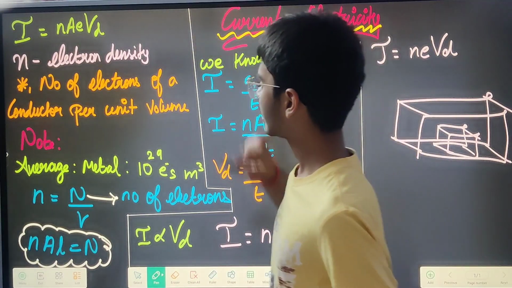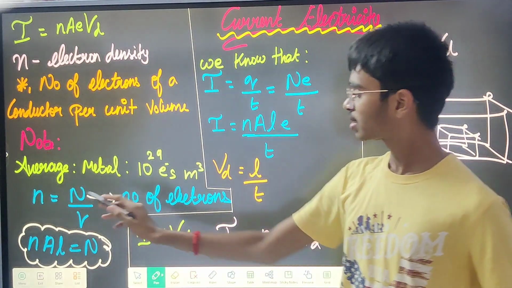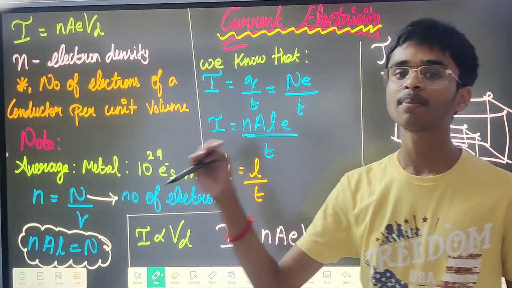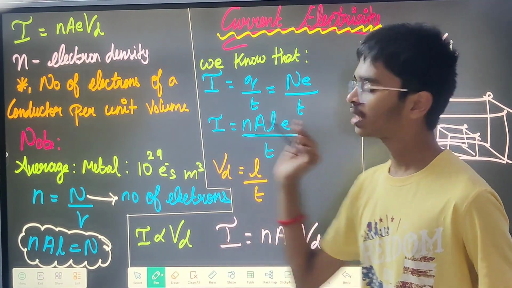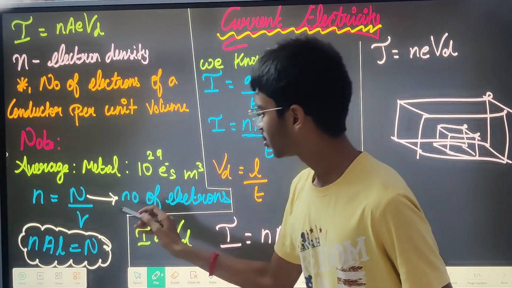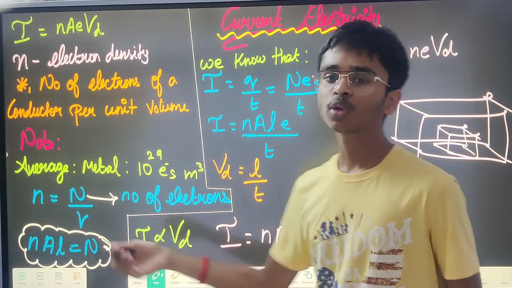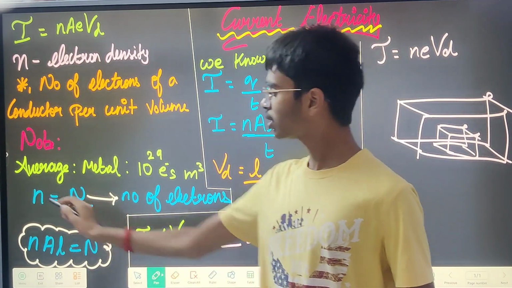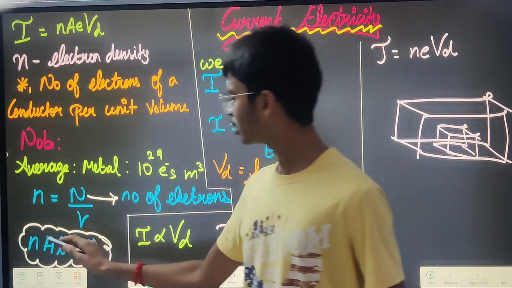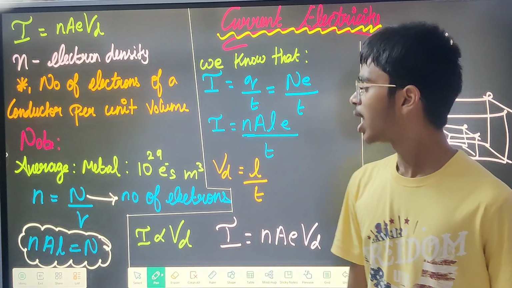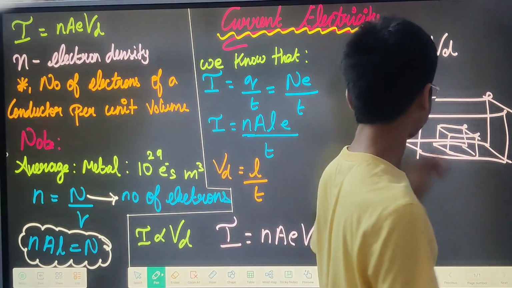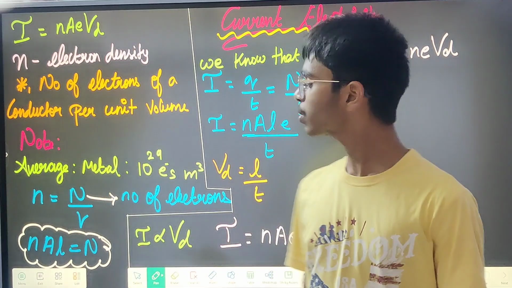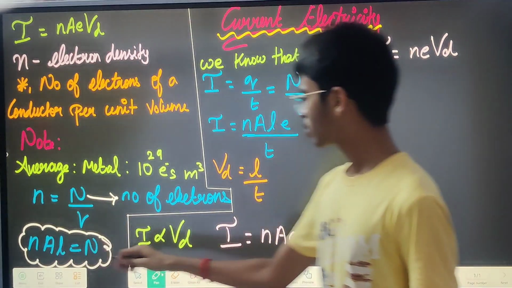So this is what n is. The formula for small n, which is the electron density, is equal to capital N by V. Here capital N is the number of electrons, so do not write them in a reverse way. V is volume. We know that volume is equal to area into length, right? So I have taken V from the denominator to the multiplication form, where n into area into length is equal to the number of electrons.